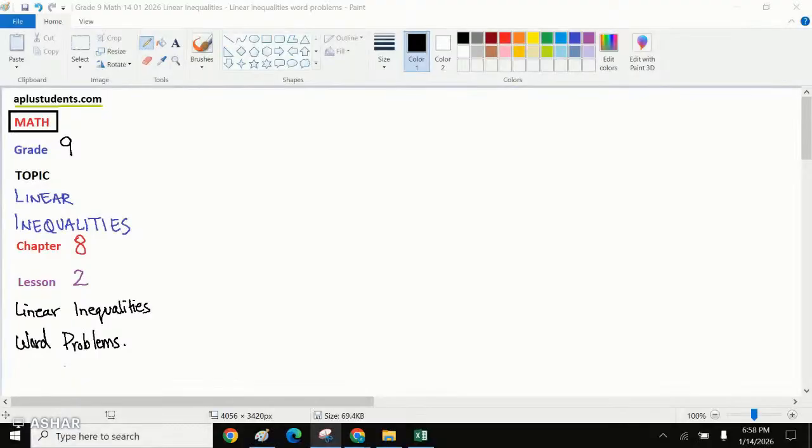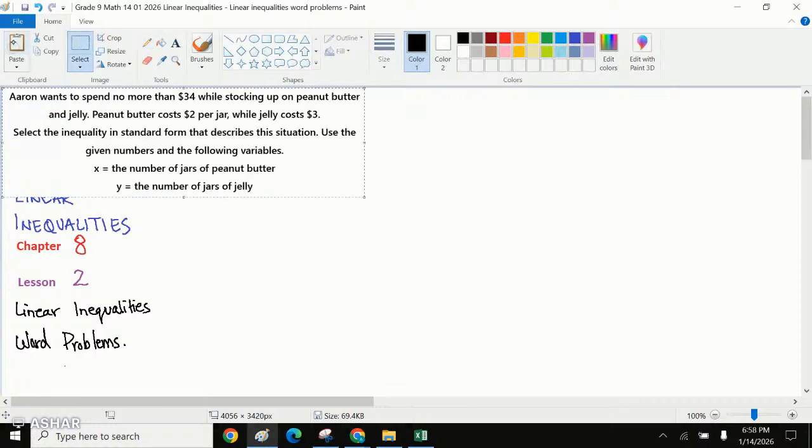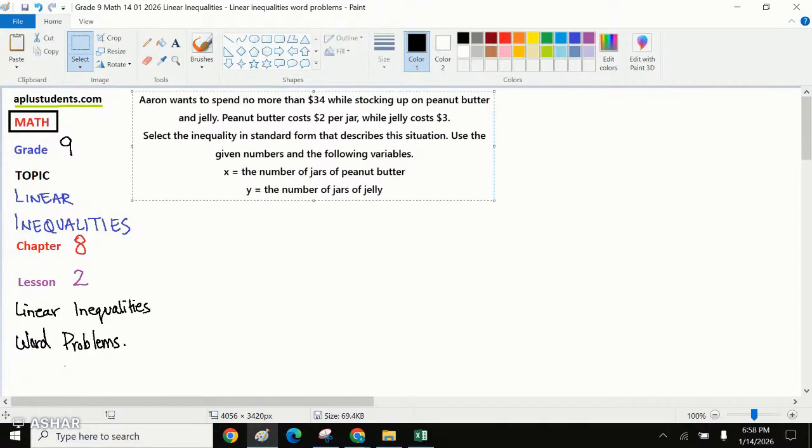Okay, so the first question we have is, in linear inequalities, we need to remember that we have to suppose variables. Okay, so if this is the first question that is given to us, this is question number 1, and the question number 1 says Aaron wants to spend no more than $34, right, while stocking up on peanut butter and jelly, right? She wants to spend no less than 34, right? Second part of the question says the peanut butter jar cost $2.